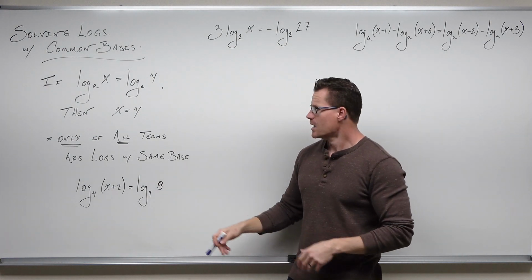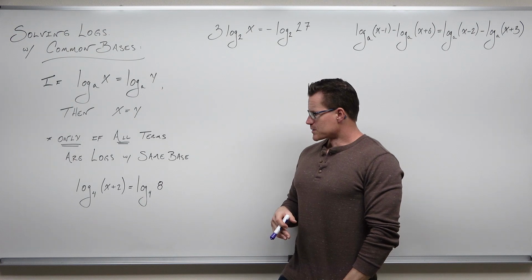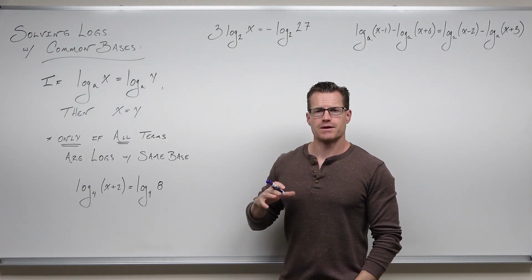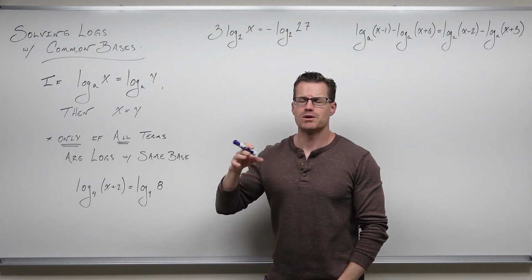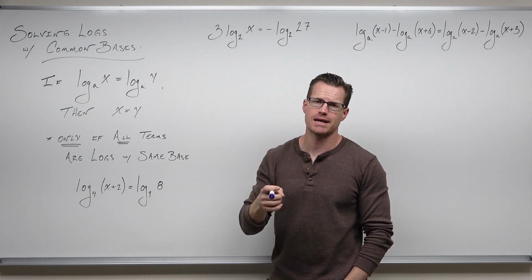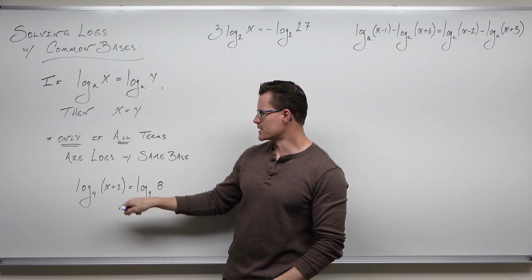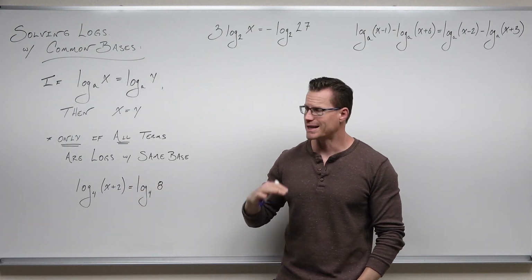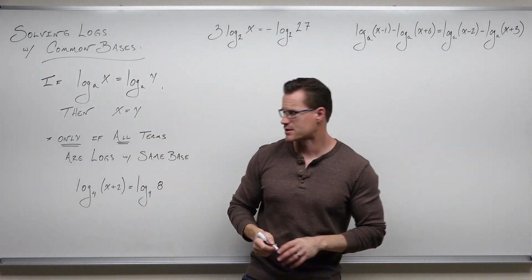So let's get into it. Log base 4 of x plus 2 equals log base 4 of 8. This is a very simple concept. This is a very special case. We notice that there are logarithms everywhere. There's one on one side, one on the other side, and they have the same base. When this happens, you can set your insides equal. That's plainly and simply what all of this says.